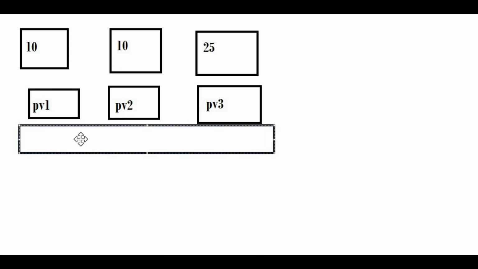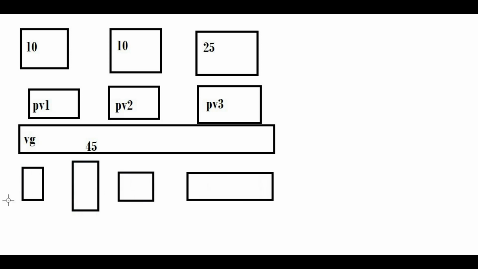Then we create a volume group. We attach all the disks PV1, PV2, and PV3 to this VG. So the size of the VG will be 10, 10, and 25, total 45 GB. Now we have a VG of 45 GB. I can create a complete partition, or I can create chunks of different sizes: 5 GB to this, 10 GB to this, 7 GB to this, 20 GB to this. Totals 10, 20, 30, 35, 42. Still 3 GB is remaining, and that is still visible in the VG.